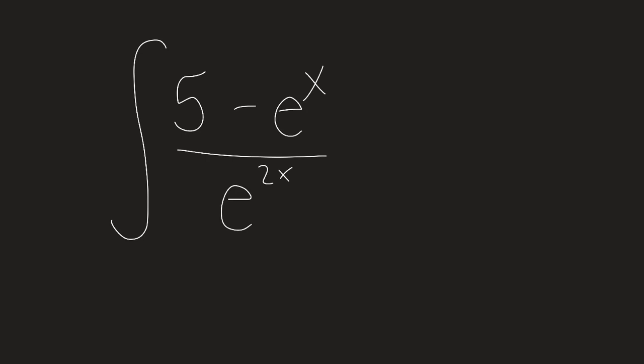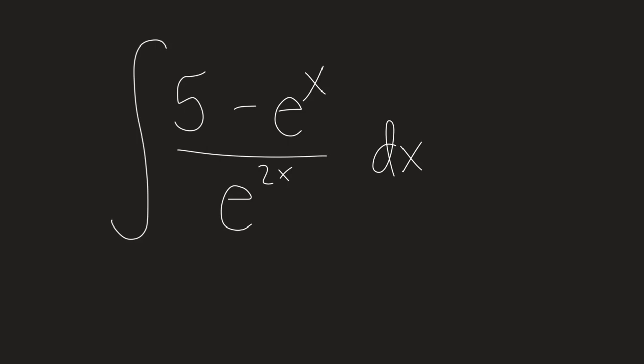Okay, let's look at one with an e in it. We haven't done any with e's yet, so let's see. The integral of 5 minus e to the x over e to the 2x dx. Hopefully you see that there is a subtraction sign on top, which means we're probably going to want to break this into 2 integrals and use the properties of integrals to break it into the integral of one fraction minus the integral of the other fraction. So that's our goal here, to change this into 2 integrals.